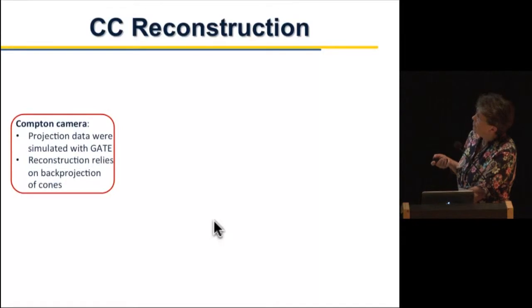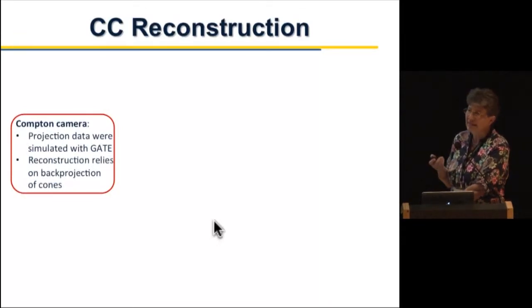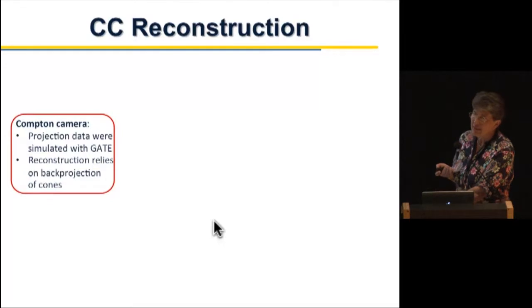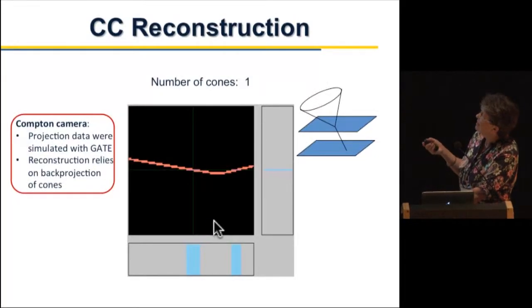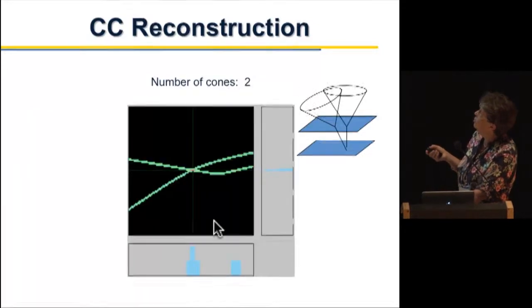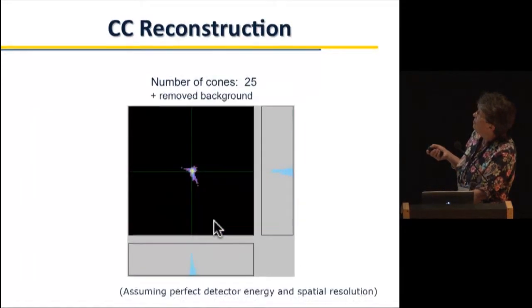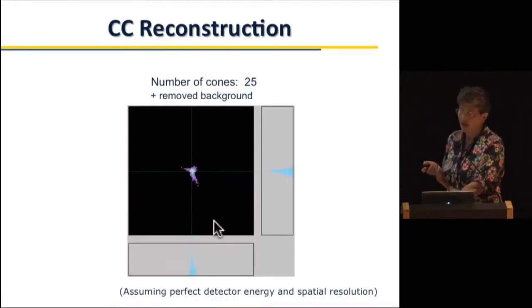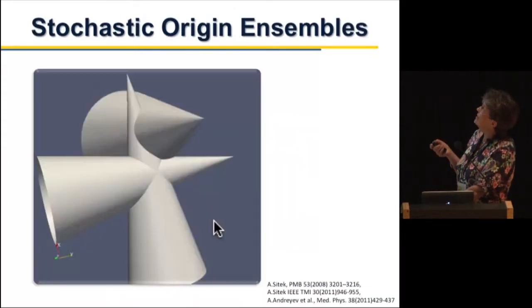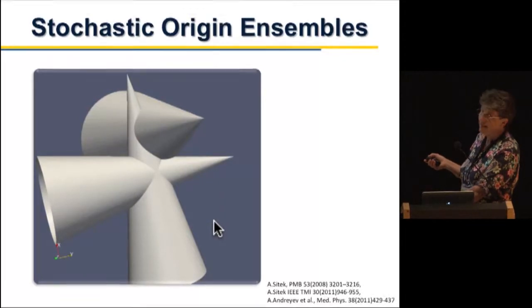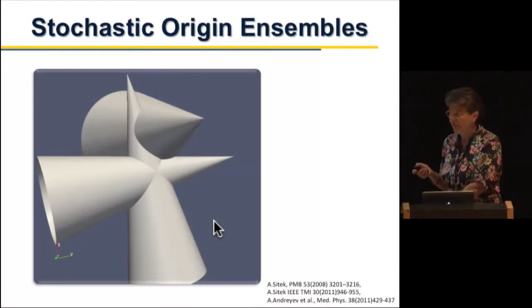So first, we created the data with GATE, and we did a simple back projection. So this is back projection of a Compton camera. So this is one cone. And this is the intersection in the image space of one cone. This is one cone surface, 2, 3, 4, many. If you remove background, this is what you get for the location of the source. We propose a completely different method, stochastic origin ensemble. This method was presented by Arek Sitek, who is an alumnus of our group.